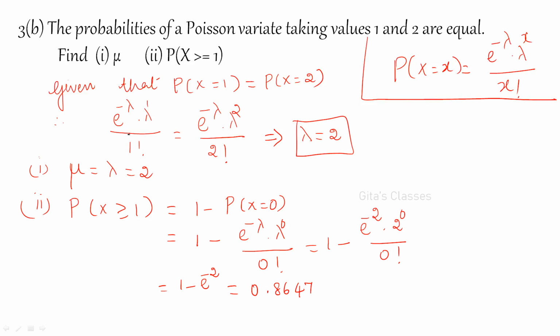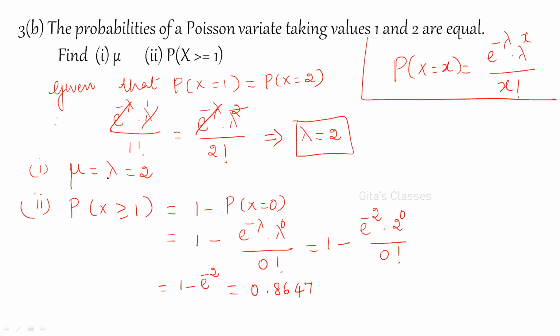Here e power minus lambda on both sides will get cancelled, and one lambda will get cancelled. On the right hand side we have 1 lambda, and this 2 will go to the other side. So lambda is equal to 2 factorial, which is 2.